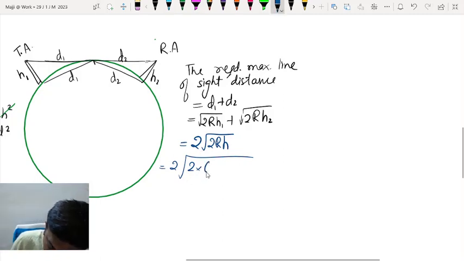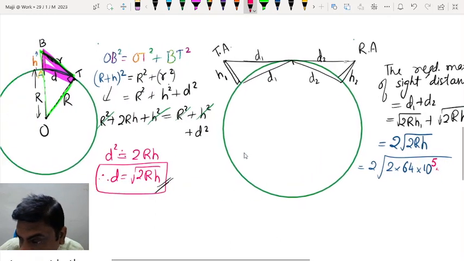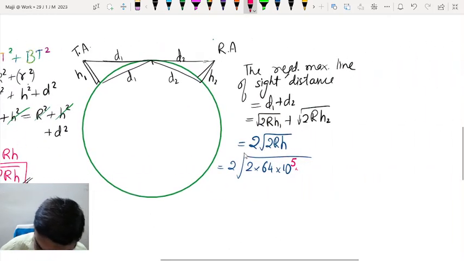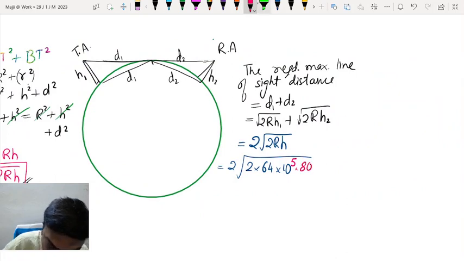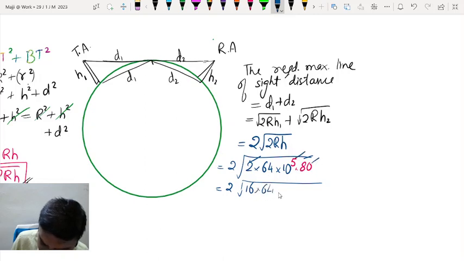So this is 6.4 into 10 power 6. So I have made it as, sorry, I have taken one 10 from here. So it will become 10 power 5. Height is 80 meters. So this is a perfect square. As you can see, 2 into 8 is 16. 64 will remain as it is. 10 power 5 and another 10 will make it 10 to the power 6. So this is a perfect square.